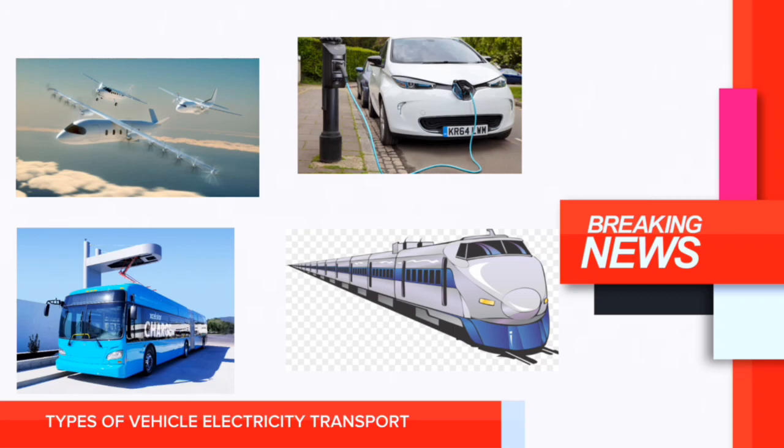For the last part, I will explain about the types of vehicles for electricity transport. The first ones are buses, aeroplane, train, and car.